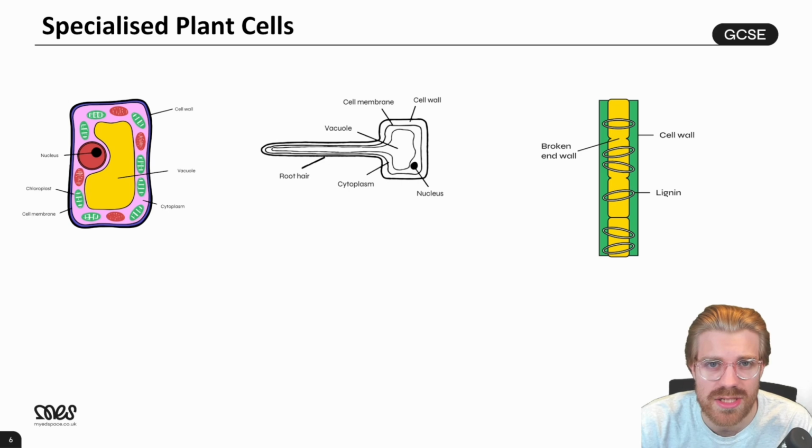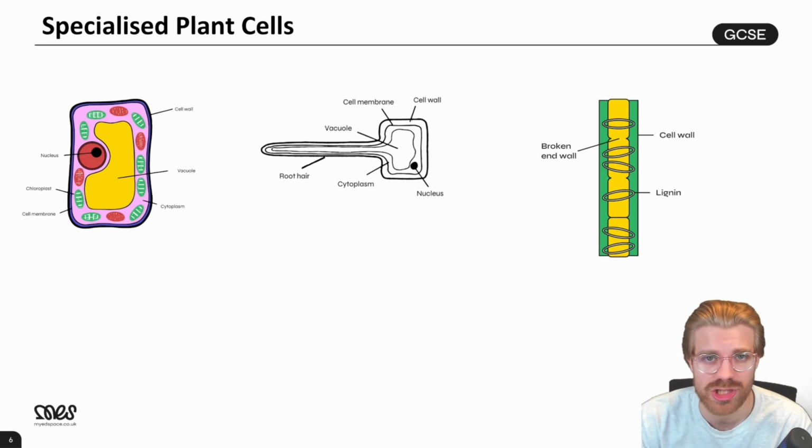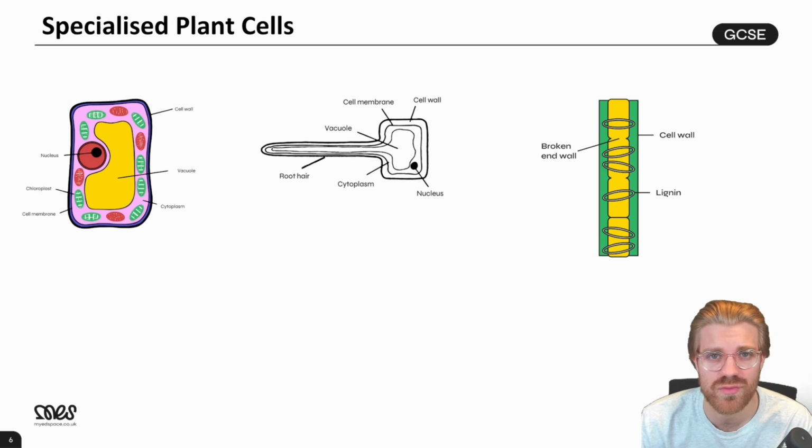But we also need to know some specialized cells as well. Now, these specialized cells have a slightly different structure, and the structure relates to their function. And in an exam, it's really important that you link the structure to the function. So let's break it down.